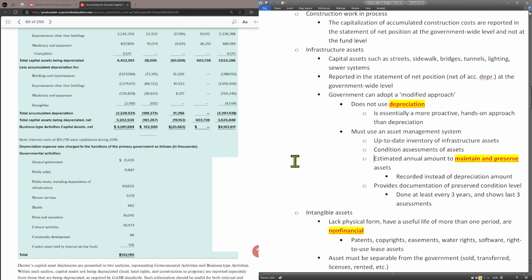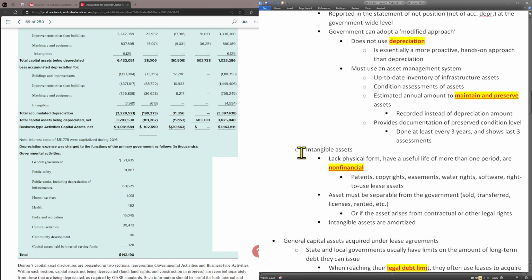So I would just say it's a more hands-on approach, more of an operational management approach to assets than just using depreciation, which is just a book cost, right? We just allocate that cost and say we're using it up at approximately this rate, but we don't have any other real data. So the modified approach is actively maintaining your assets rather than just looking at the depreciation going up over time.